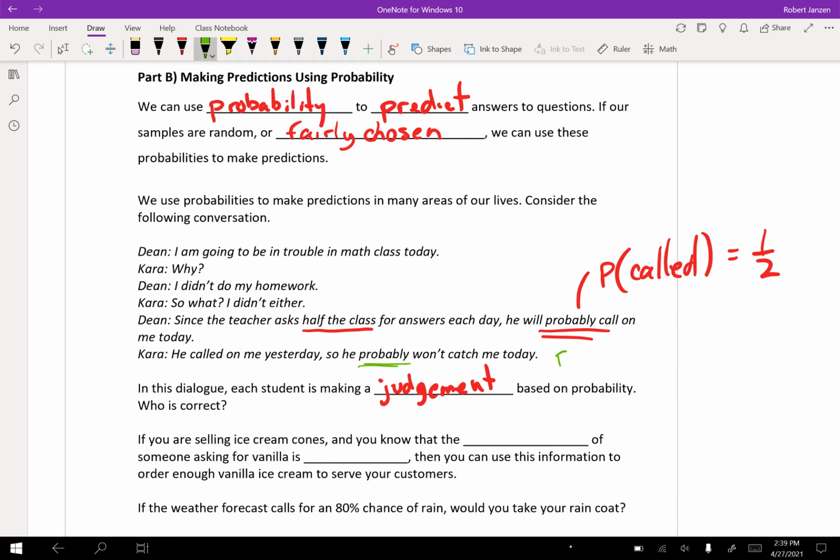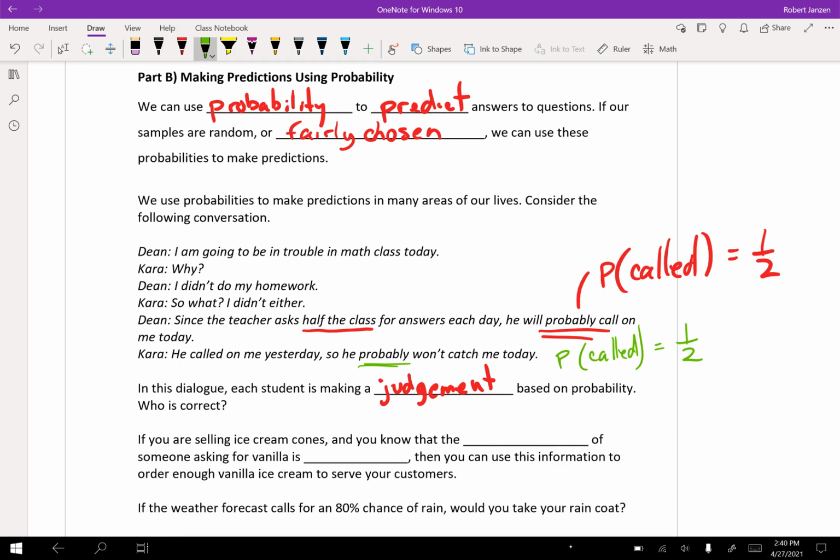Well, what's the probability of Kara being asked or called on? Guess what? It's still 1 out of 2. It doesn't matter if they were called on yesterday. If they're going to be called on half the class, you have a 1 in 2 chance of being called. It's that simple. So, who's correct? Well, Dean's probably more correct than Kara is in this case. But when they're both saying, I'm going to be called or I won't be called, they're both 50-50. So really, they've got a 50% chance of being right.